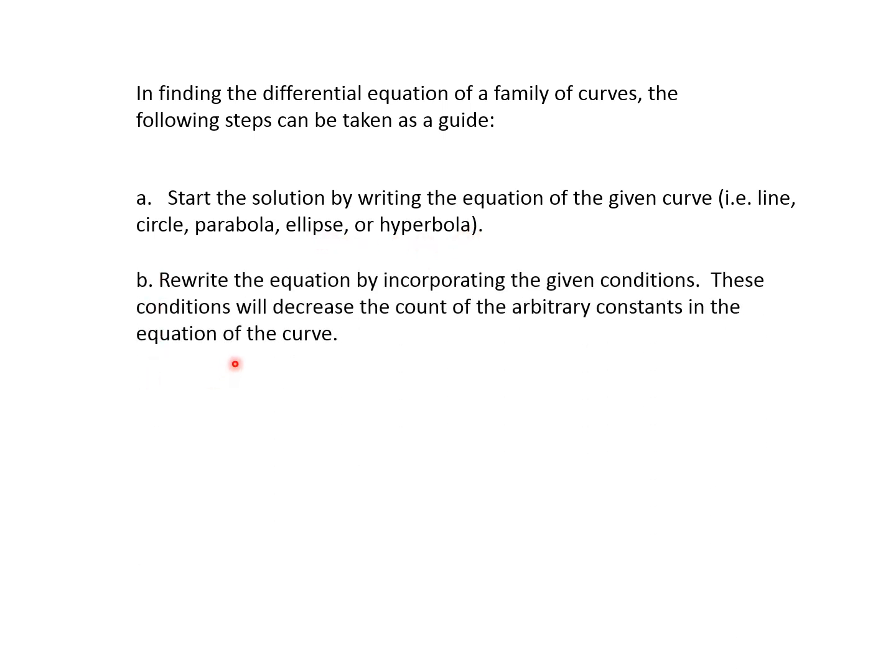B: rewrite the equation by incorporating the given conditions. These conditions will decrease the count of the arbitrary constants in the equation of the curve that we are interested in. And C: get the differential equation by eliminating the arbitrary constants. Now this is from lesson 2 that we did.